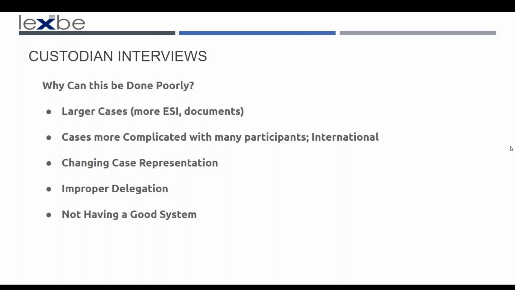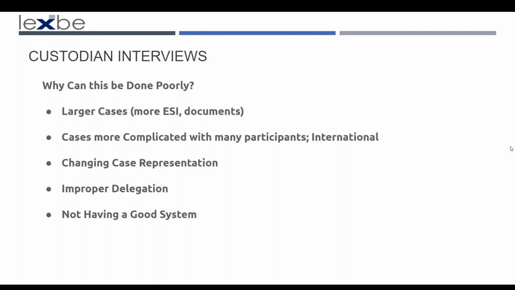If there's ever a change in case representation, this can be an issue too, that some of this can just fall between the cracks if it happens early in the case, or it may have been done improperly or with a prior counsel, and the subsequent counsel has to go back and try to backfill and handle things that could have been done earlier.